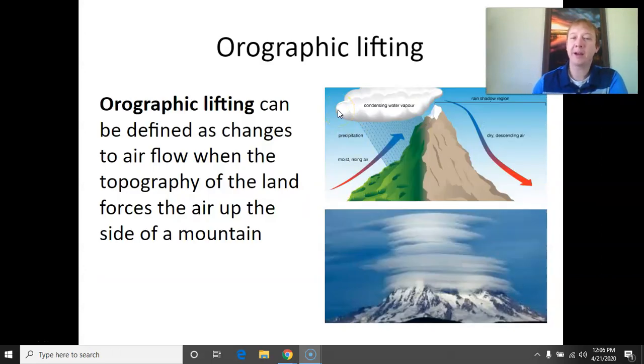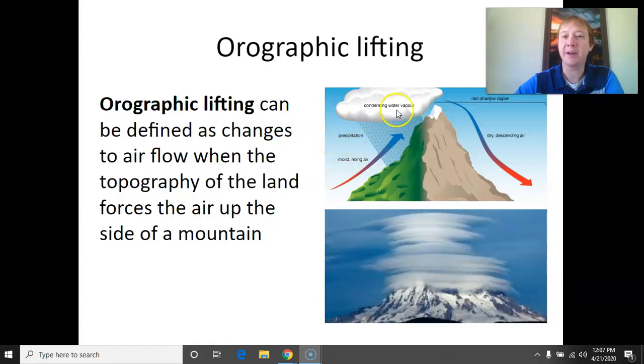Okay, and then we're looking at how precipitation forms. There's a couple of different methods. One thing that we have is called orographic lifting. Basically, it's a change in elevation. We see a lot of times on mountain ranges that we have a green side of the mountains and a dry side or a rocky side.